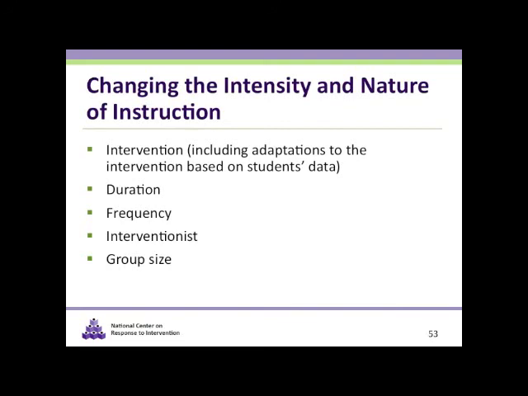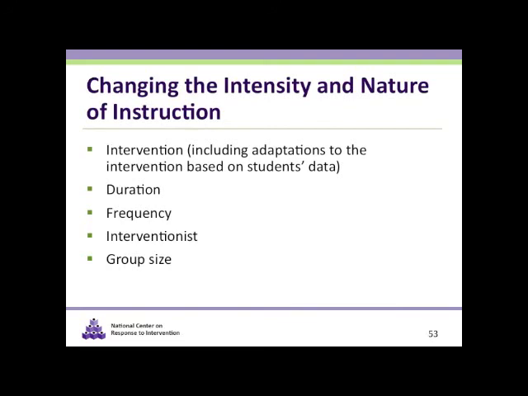Another way to address intensity is to increase or decrease the duration of the intervention, or how long the student is receiving the intervention each time. The intensity may also be changed by increasing or decreasing the number of times a student participates in the intervention, or the frequency of the intervention. For example, the delivery of the intervention may increase from 3 to 5 times per week or increase the number of times per day.